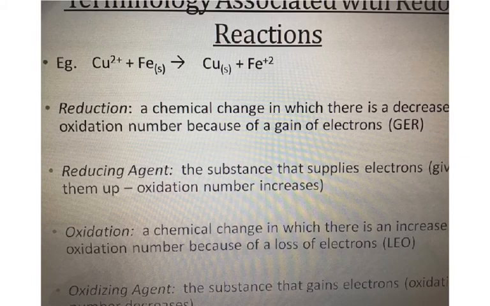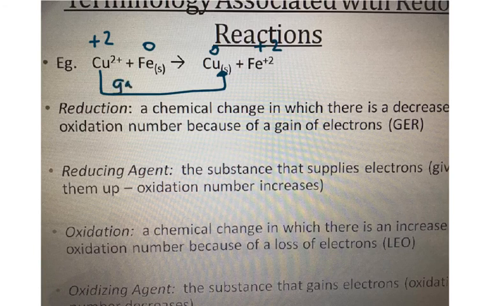Moving on to this example, do our oxidation numbers. This is +2, this is 0 because it has no charge. This is 0, this is +2. From this copper to this copper, it went down by 2, which means it gained 2 electrons. And with the Fe, it went up by 2, so it lost 2 electrons. Anytime you're going to balance a redox reaction, you're going to have to do these arrows of the gain and the loss of the electrons.